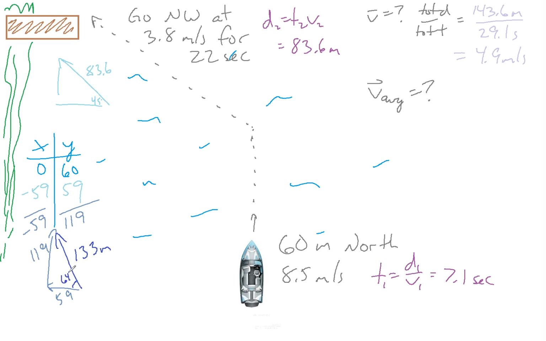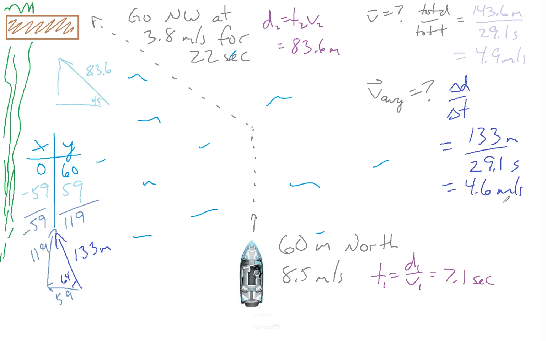Okay, so if we're going to use that for average velocity, because average velocity is displacement over time, I found my displacement, and that is the 133 meters, and the time is still the 29.1. That doesn't change at all. So I got the 133, and I'm going to divide that by 29.1, and we're going to get, again, we'll round off a little bit, about 4.6 meters per second.